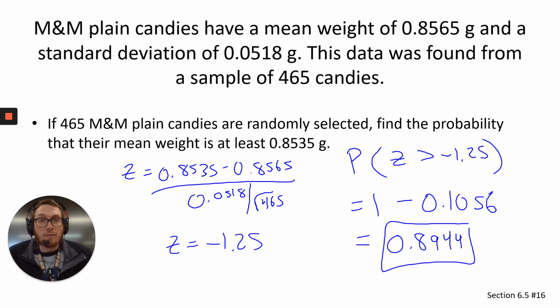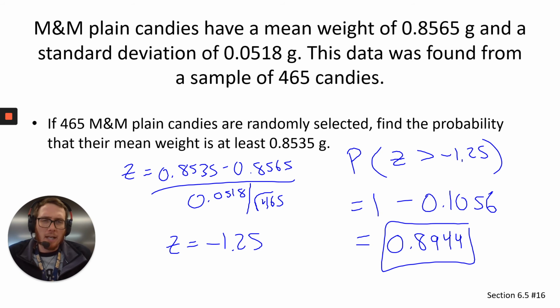If you take all of the 465 and average them, you're looking at the mean weight of those to be at least 0.8535. Now notice here I have the exact same formula as the last slide to find z, except it's divided by the root of 465. This means that z is equal to negative 1.25. It was almost 0 before, negative 0.06, and it moved all the way over to negative 1.25 standard deviations. So I'm asking, what's the probability that the mean weight of all of those is at least that? So it's again a 1 minus question, and I get just under 90%.